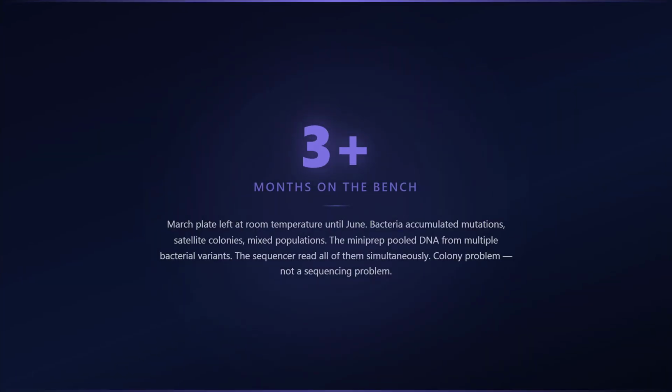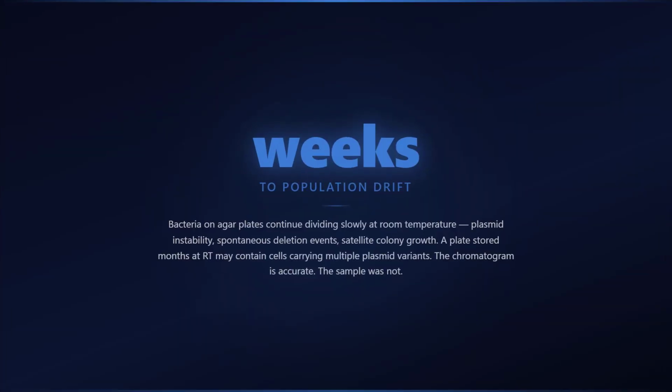Pick a fresh colony from a plate transformed this week. A March plate in June has accumulated satellite colonies and mixed populations. Your mini-prep pooled DNA from multiple bacterial variants. The sequencer is reading all of them simultaneously. That is not a sequencing problem. That is a colony problem.